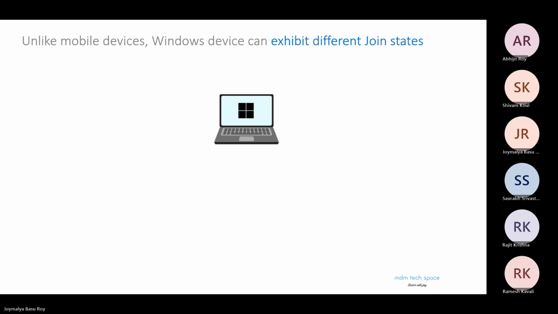So the first state of a device, when we are just talking about the device, it's not joined to a domain, it's not joined to a cloud, it's not registered to a cloud. The first join state of a device is that it is a workgroup PC.